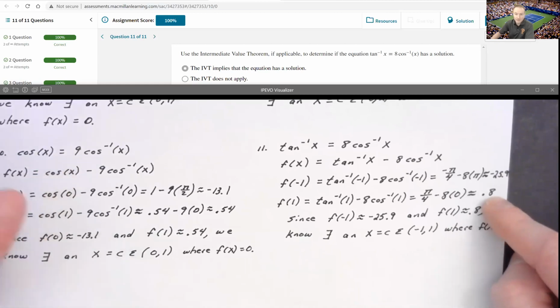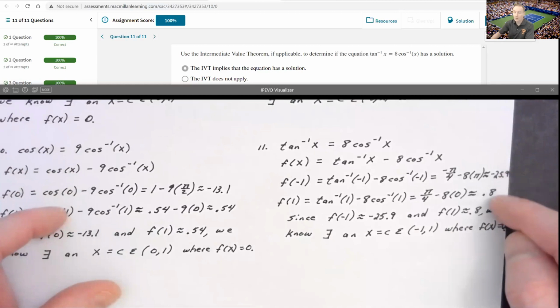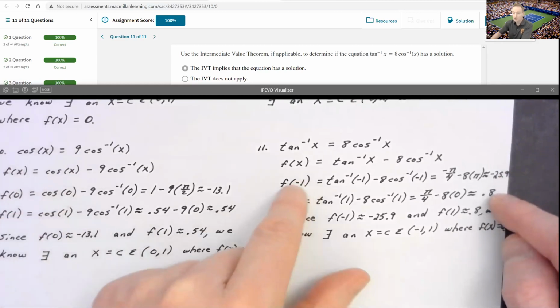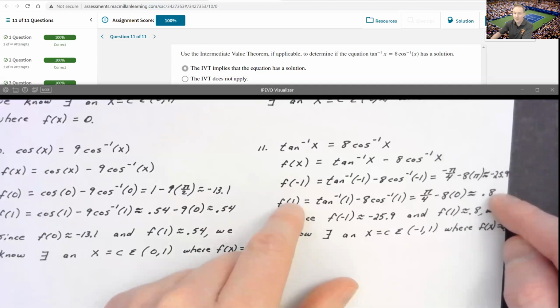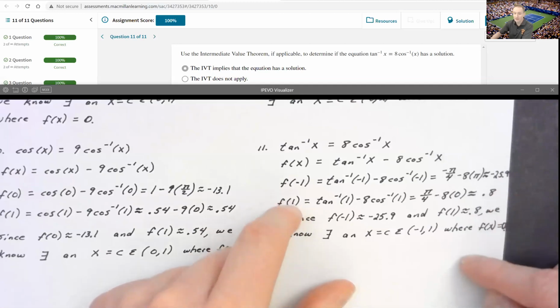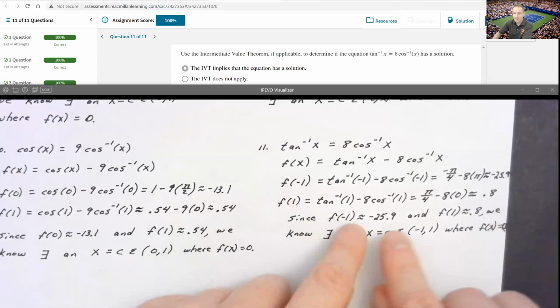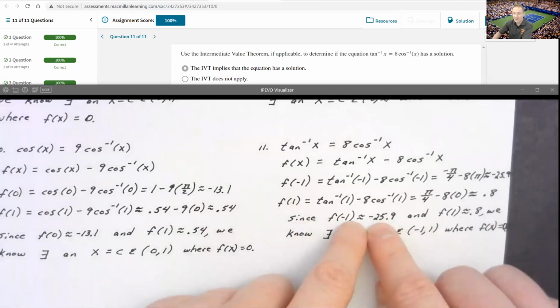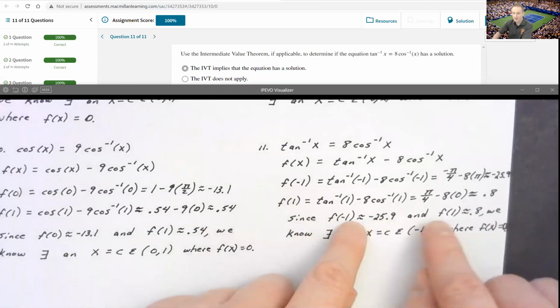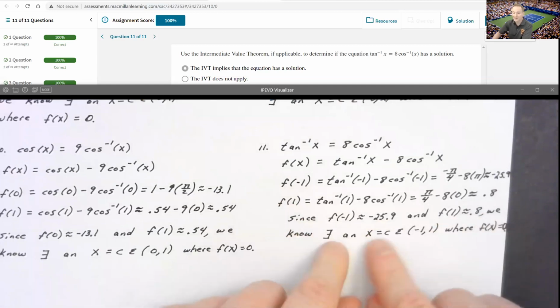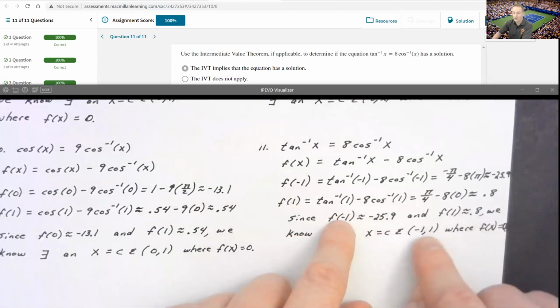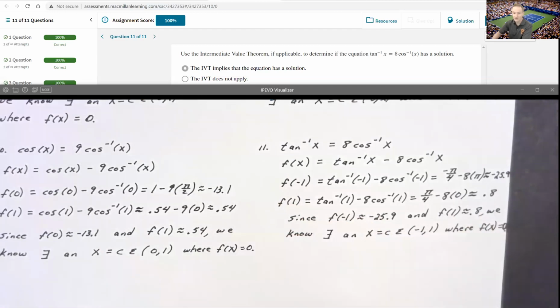I really don't care that it's 0.8. I just care that it's positive. I have one negative y value, one positive y value, so I know that there exists an x value in between -1 and 1 such that f of x is going to equal 0. Thus, the intermediate value theorem applies. That's what I said right here. Since f of -1 is negative and f of positive 1 is positive, we know that there exists an x in between -1 and 1 where f of x is equal to 0.